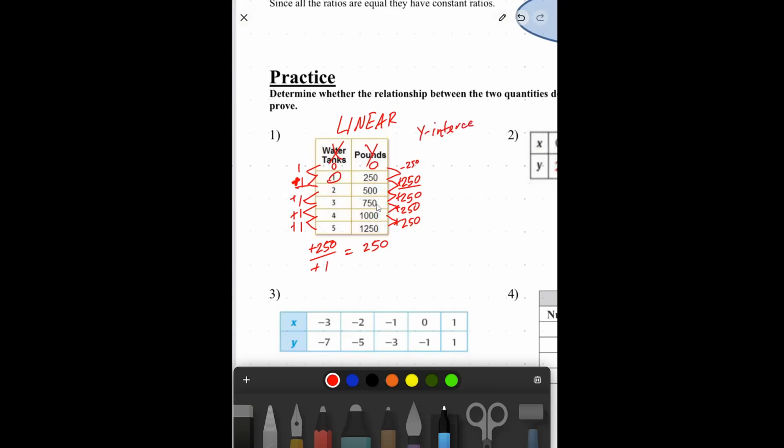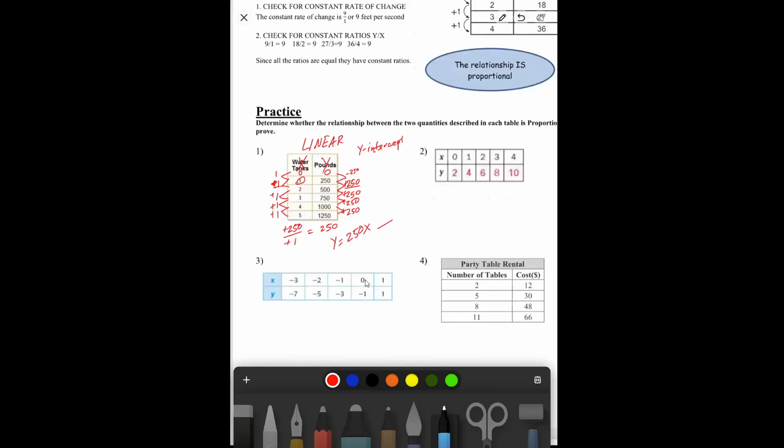What that means is that this is a proportional relationship, but more importantly, if we were writing the equation, we would just say y equals 250x. Since the y-intercept is 0, we don't need to do anything. Okay, boom, done.